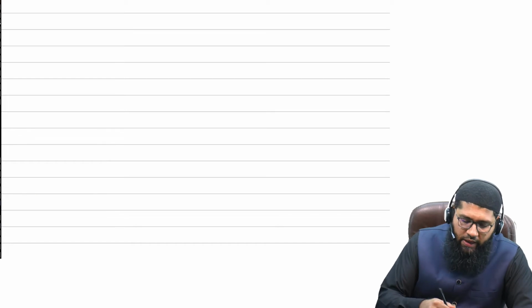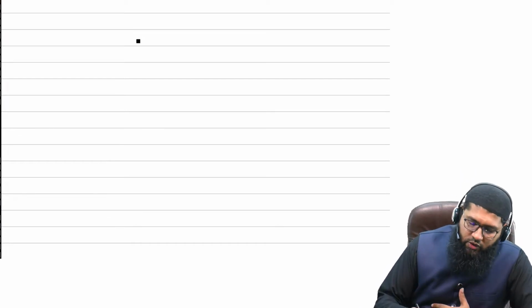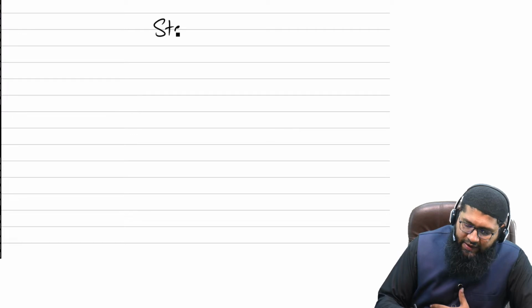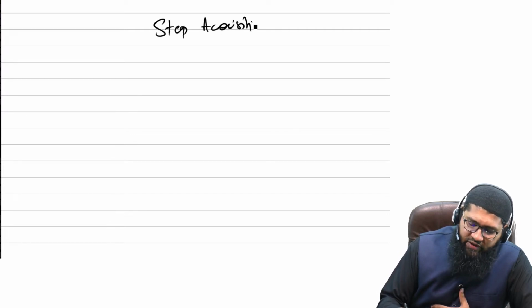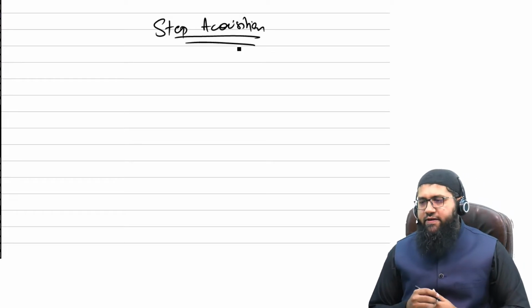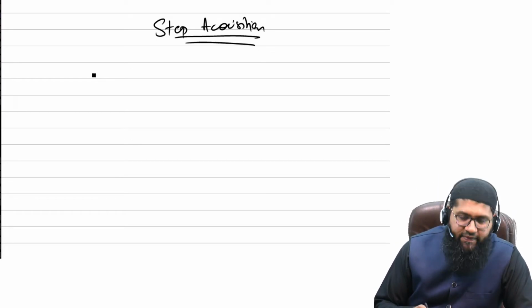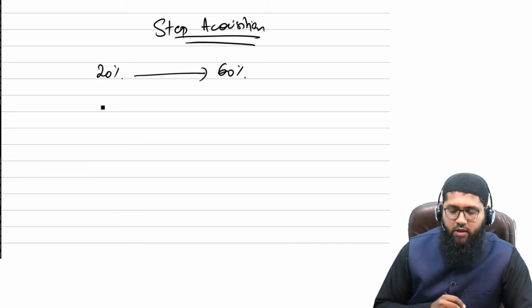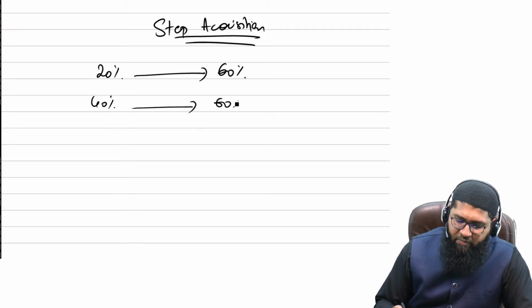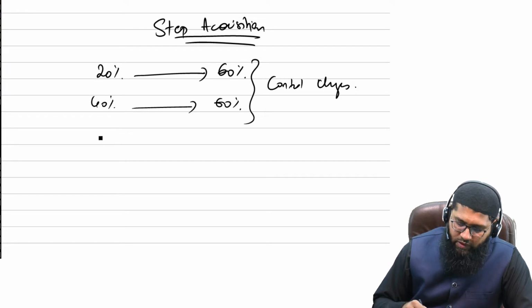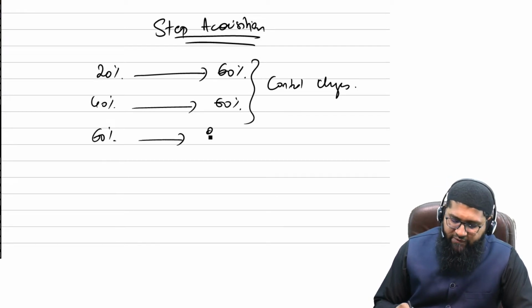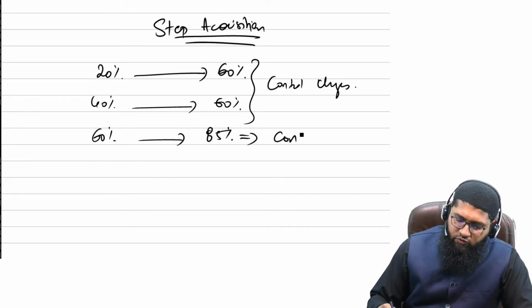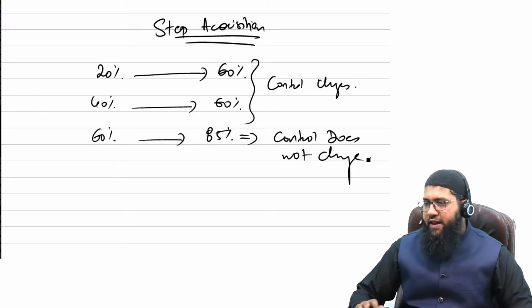Now, let's have a discussion about it. Basically, at times there are step acquisition scenarios. In one scenario you had 20% shareholding and you go on to 60%. At times you have a 40% shareholding, you go to 60%. In both of these cases, the control actually changes. But if you already had 60% shareholding and you have increased your shareholding to 85%, resultingly the control does not change.